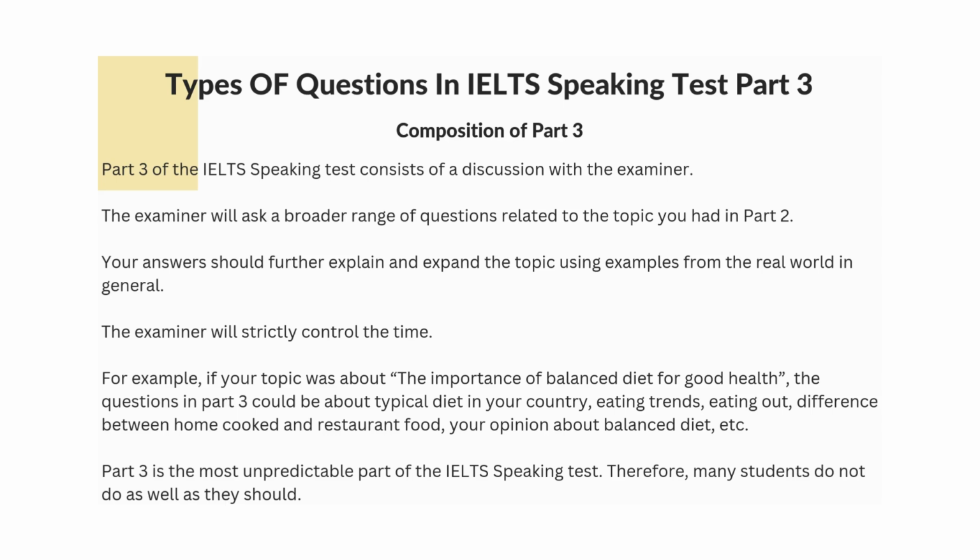So there may be two types of questions: those that are directly related to part two, and those that are indirectly related to the topic in part two. Your answer should further expand the topic using examples from the real world in general. What does it mean? Your answer should not consist of one or two sentences. You should try to explain as much as possible using examples from the real world. For example, you can say that reading general knowledge books really expands the exposure of children and helps them excel in schools and other competitions.